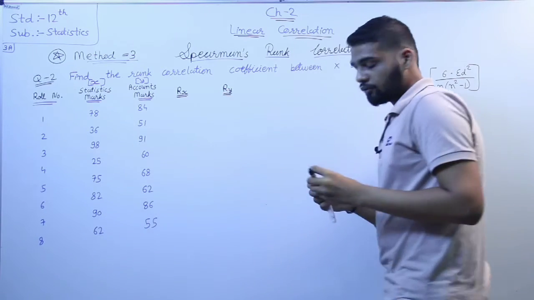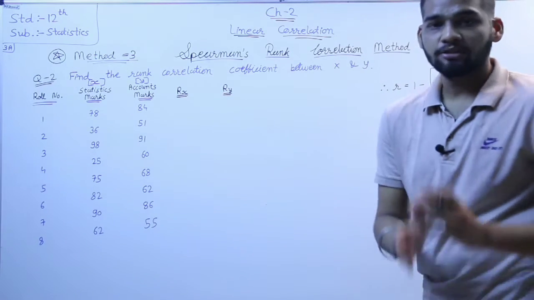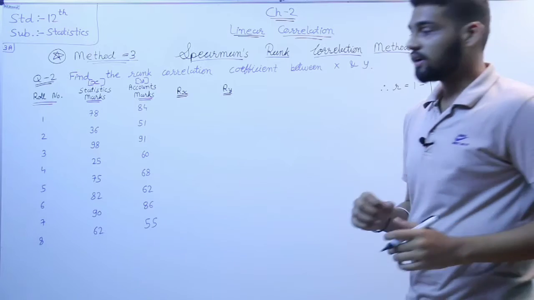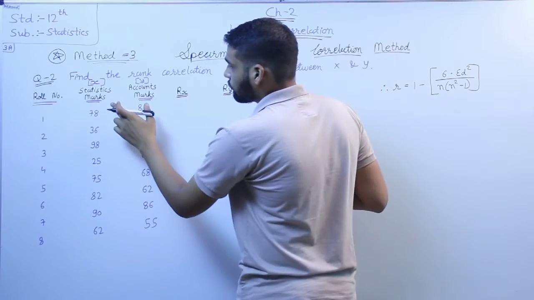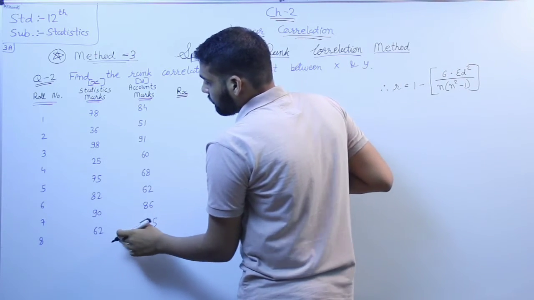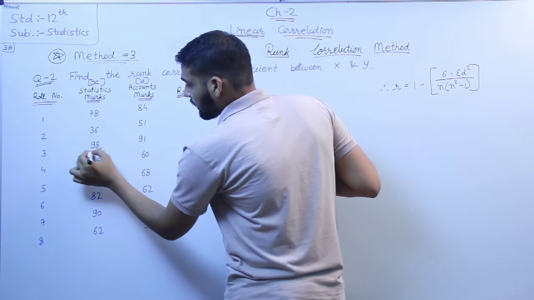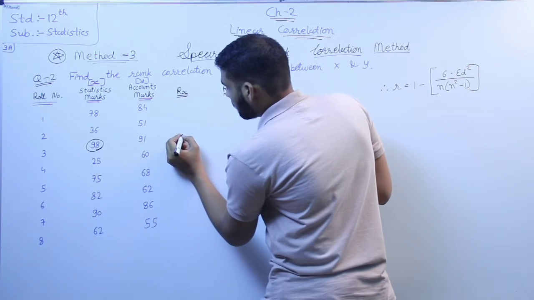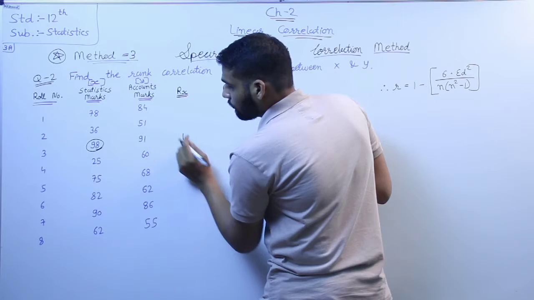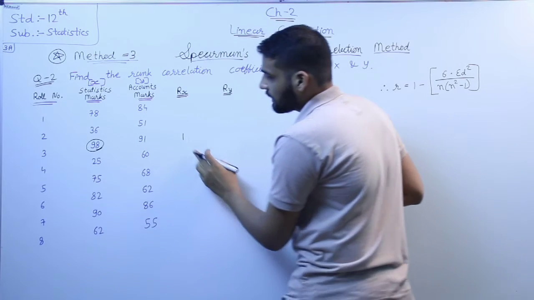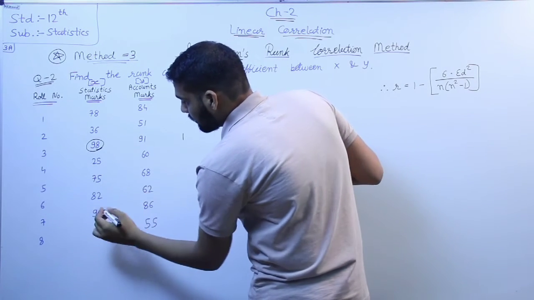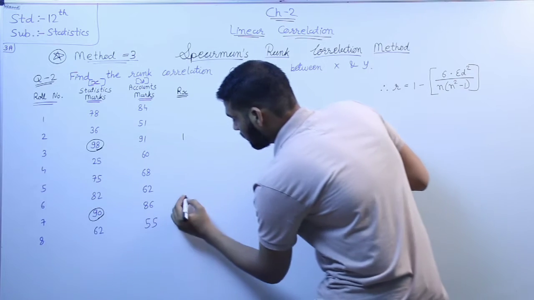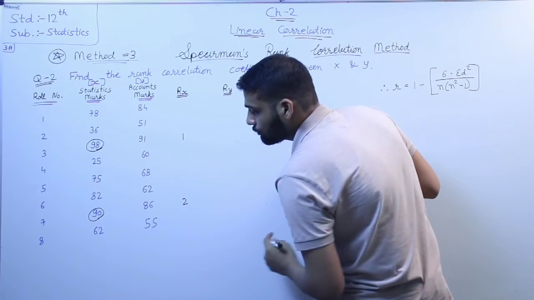Now we have to provide ranks to the students. The maximum number gets the first rank. From variable X, the maximum number is 98, so here we give rank 1. Then the second highest number is 90, so here we denote it by 2.